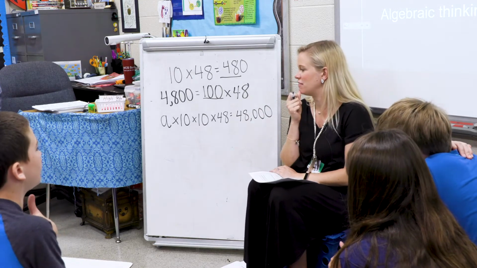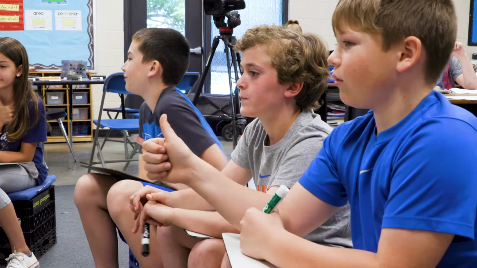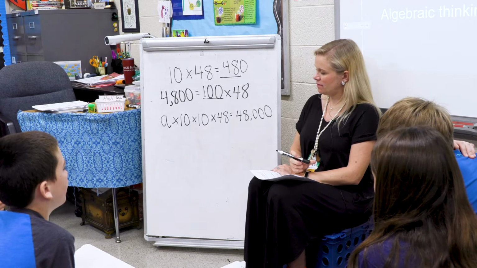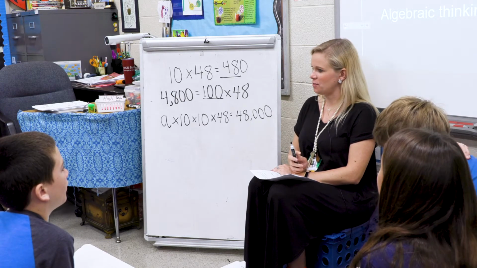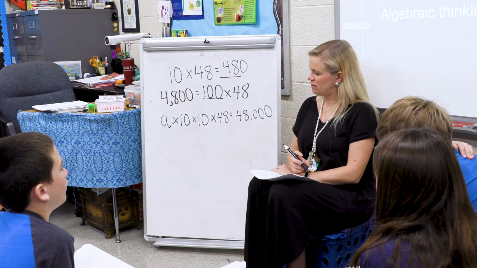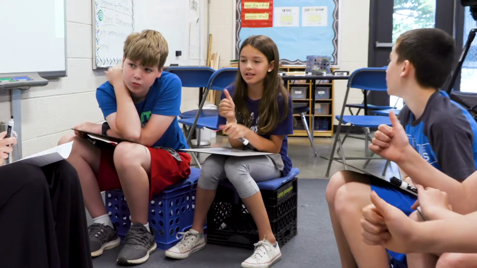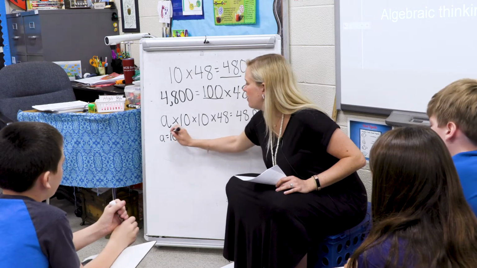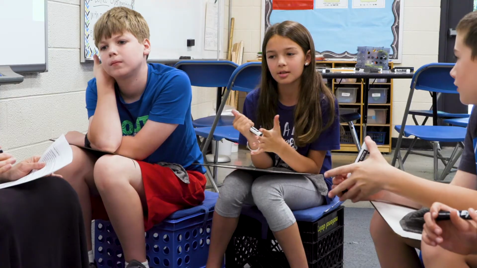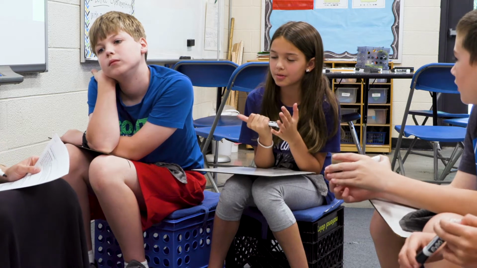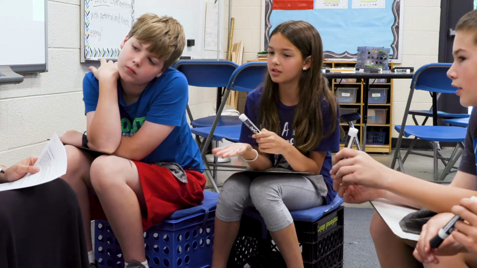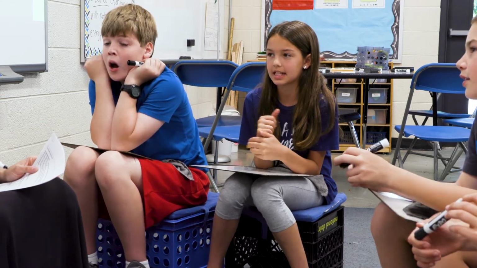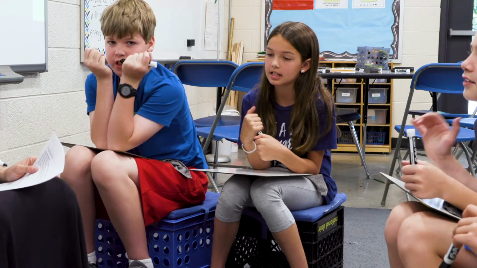What is the value of my variable A? What would that value be? Ella, what'd you get? I got 10. 10, okay. So A equals 10. Ella, can you tell me how you got 10? So I know 10 times 10 is 100. And then if you multiply 48 times 100, it's 4,800. And then to equal 48,000, you just add one more 0, so I know I just put 10. Okay, so you had to have one more 10.